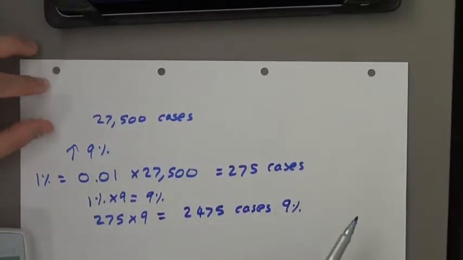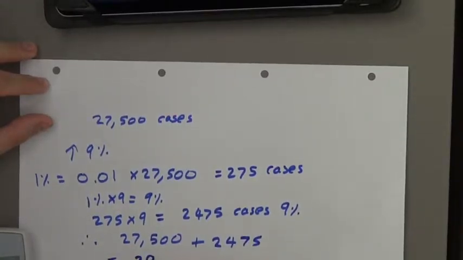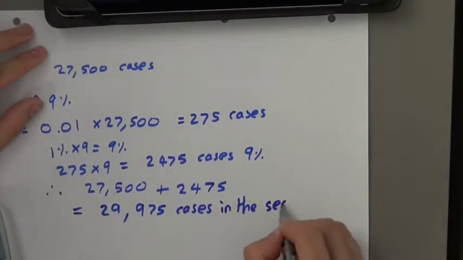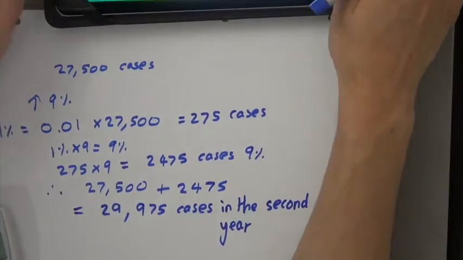So it says a 9% increase, therefore I can add to the original 27,500 cases in the first year the new 9% increase, and that gives me 29,975 cases in the second year. Okay, right, next question.